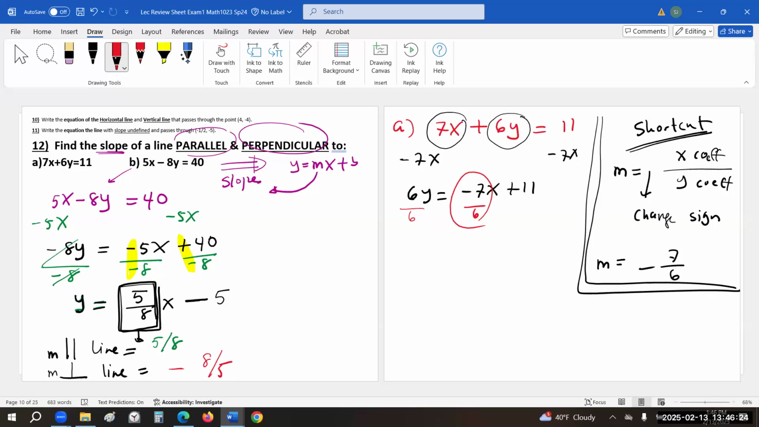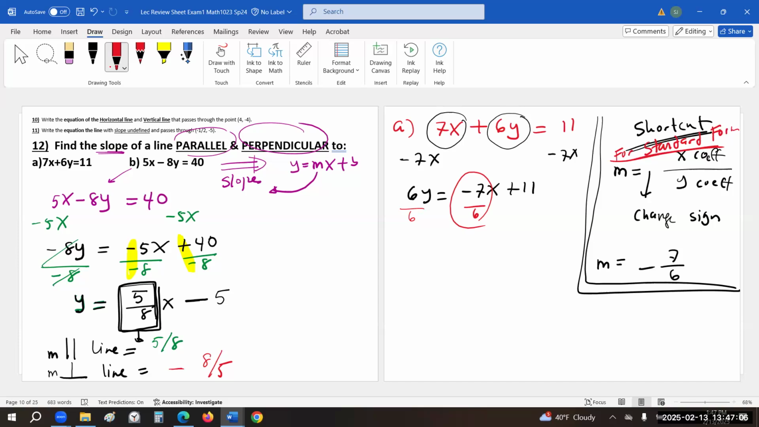True. I forgot to mention that. Any line that is in standard form, you can use the shortcut. The shortcut, thank you for your observation. The shortcut is for standard form. I should keep this in mind.